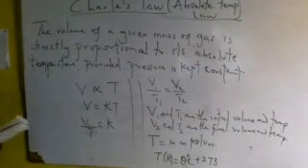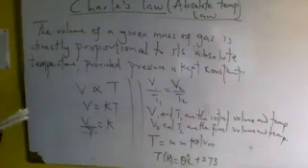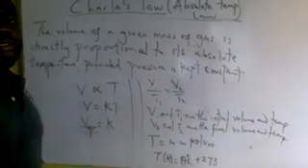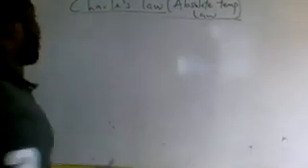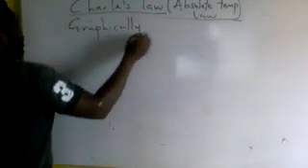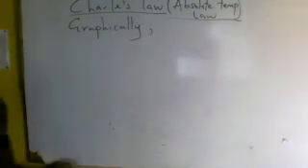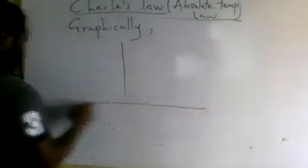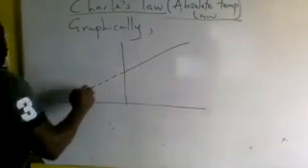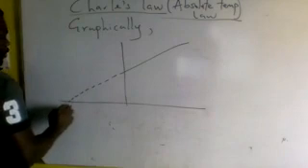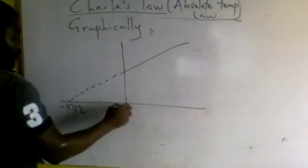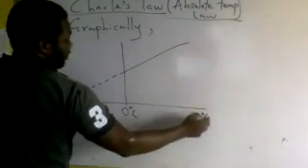So what's the graphical representation? How do you represent Charles' law graphically? This is how Charles' law looks. At this point you have minus 273 degrees Celsius, at this point you have 0 degrees Celsius, and this axis is in degrees Celsius.